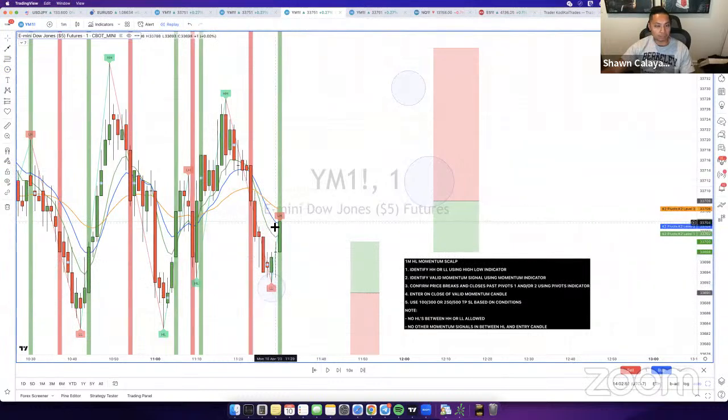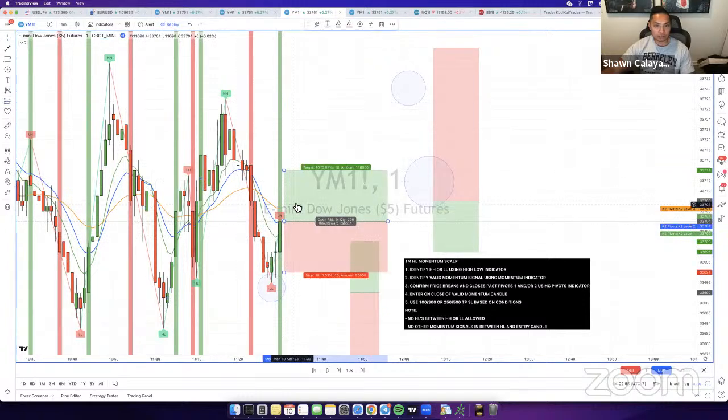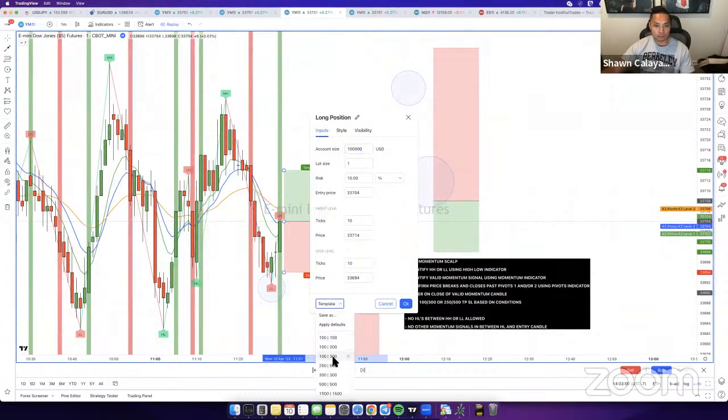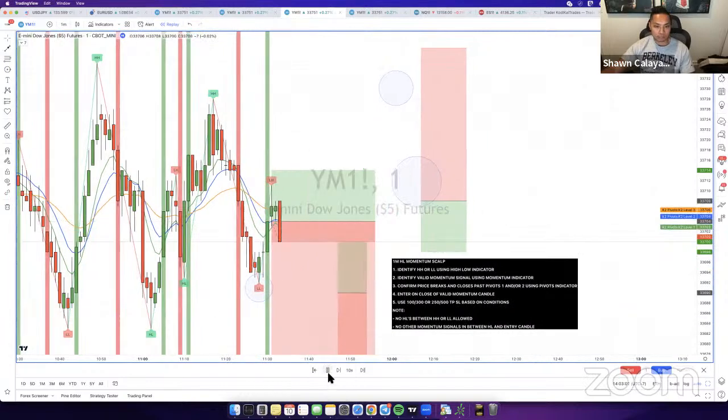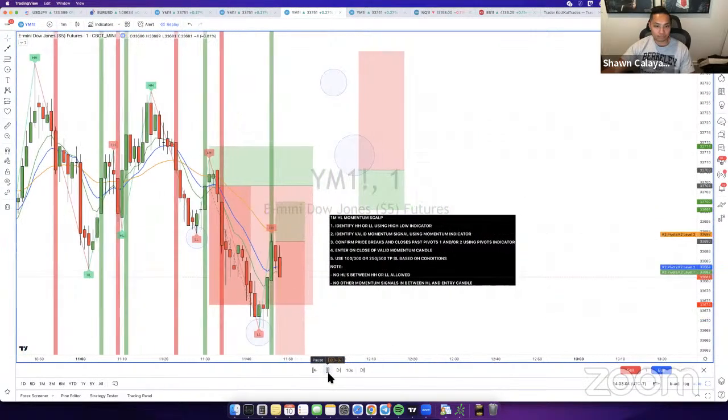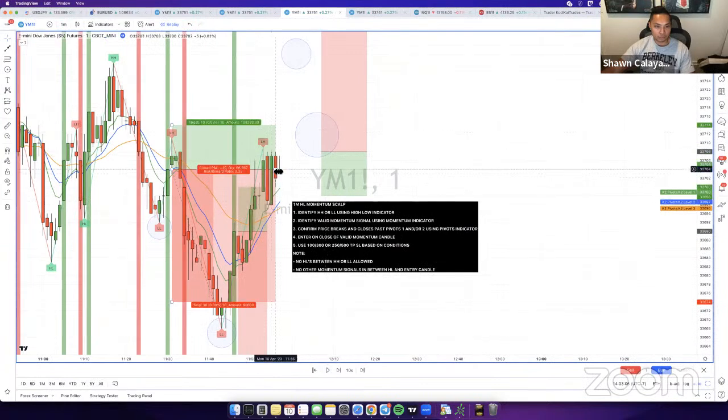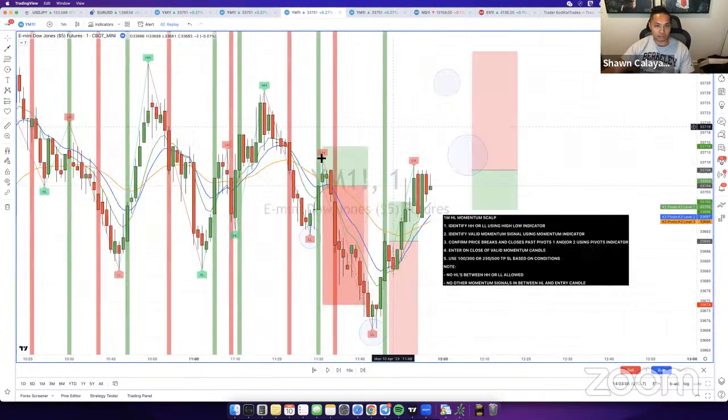So there's a lower low right here. Buy signal right there is valid. Breaks and closes past the pivots. Again, right here, long position. The trade run looks like this one doesn't play out. Yeah, so unfortunately, this one here doesn't play out. So 1 loss, 2 back-to-back wins.